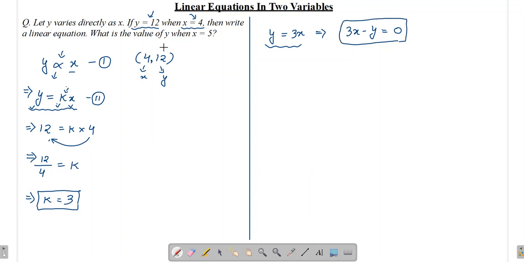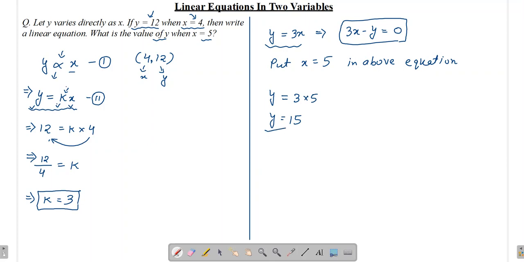Now the question says find the value of y when x is equal to 5. We'll just put x is equal to 5 in the equation, and by doing so what we obtain is y is equal to 3 times 5, that is equal to 15.